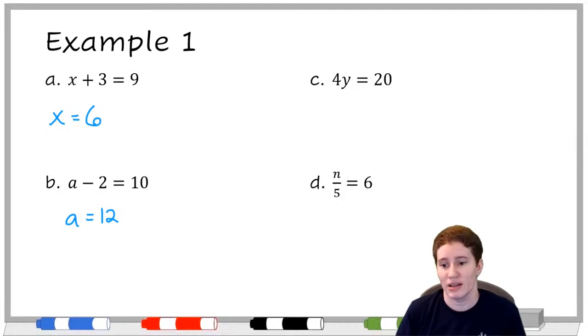All right, let's look up here at C. When these are right next to each other, this is indicating multiplication. So 4 times y equals 20. 4 times what gives us 20? That would be 5. And this last one might be the hardest just because it looks like a fraction, which is intimidating. But what number, when you divide it by 5, equals 6? The answer to that is 30.